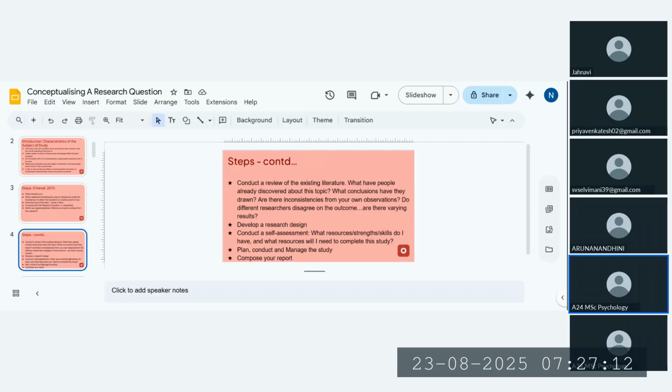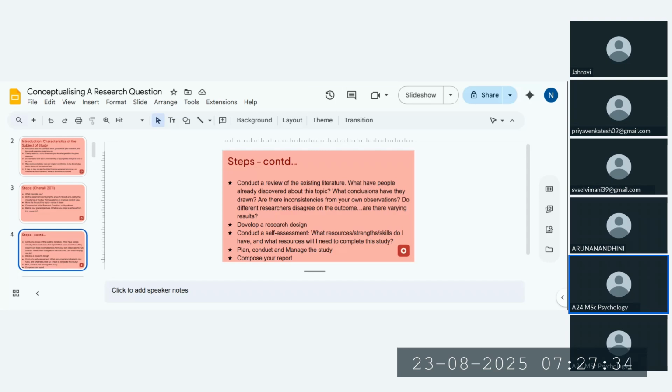Then you conduct a review of the existing literature. What have people already discussed about this topic? What conclusions have they drawn? Are there inconsistencies from your own observations? Do different researchers disagree on the outcome? Are there varying results? So we have to sit and sift through the existing literature.